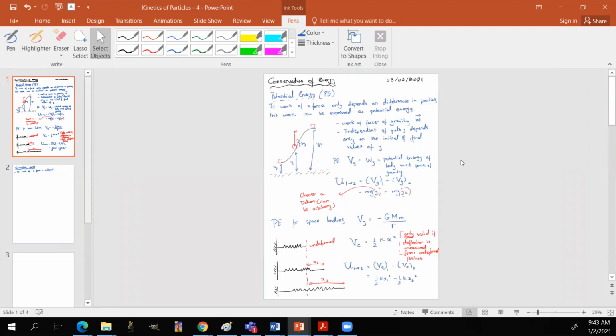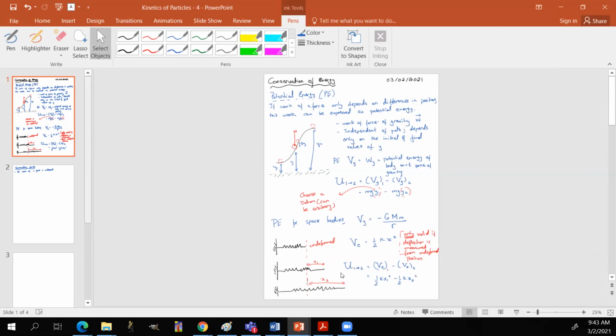I had a quick question. Yes. The work from 1 to 2, is it negative since x2 is bigger than x1? And how do you explain that negative sign in a physical sense? So the work done. Yes.